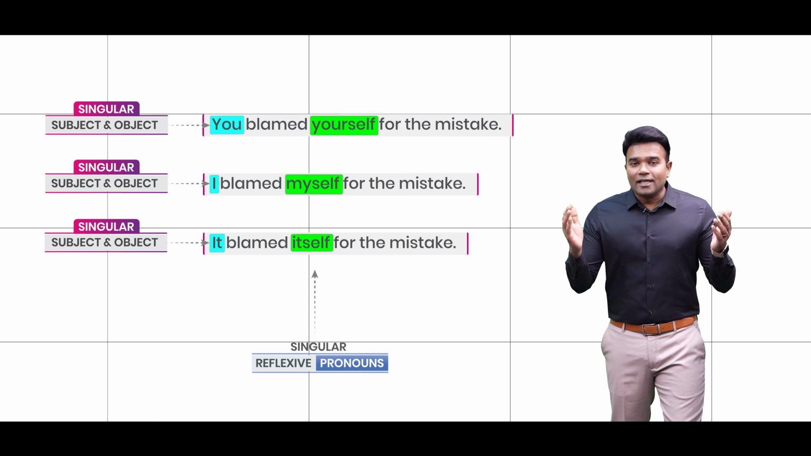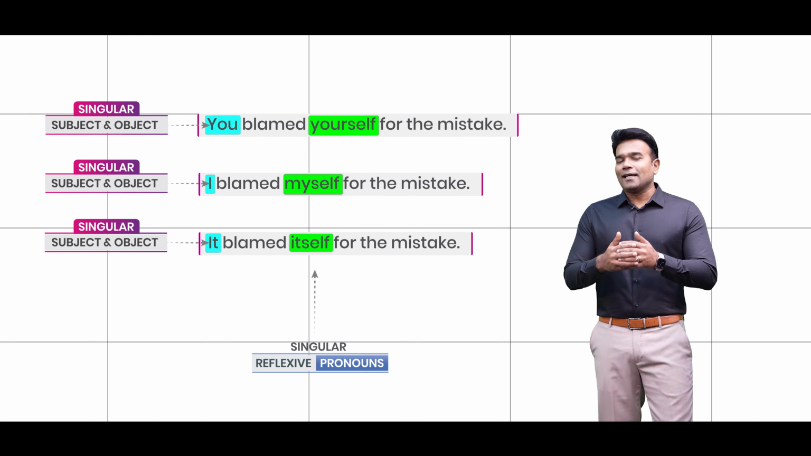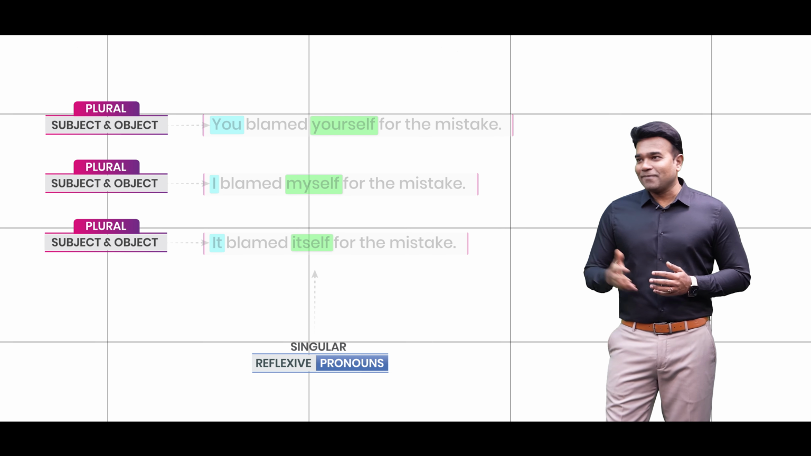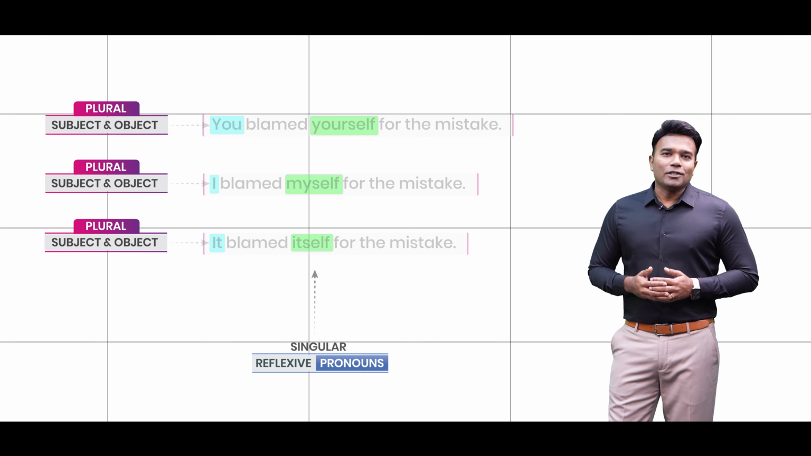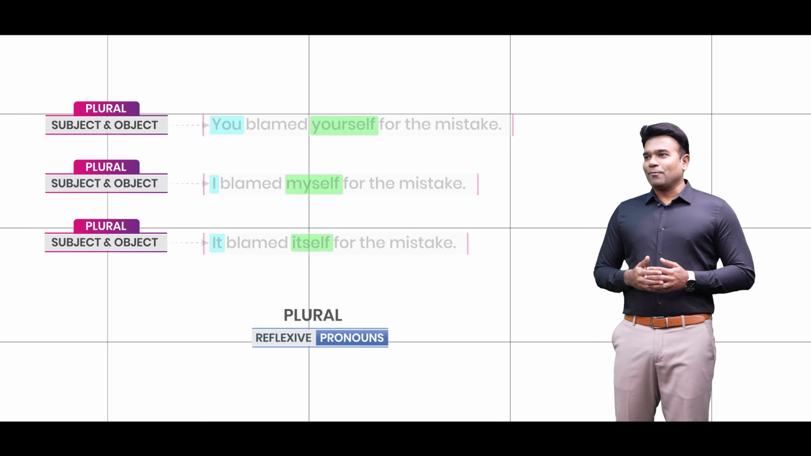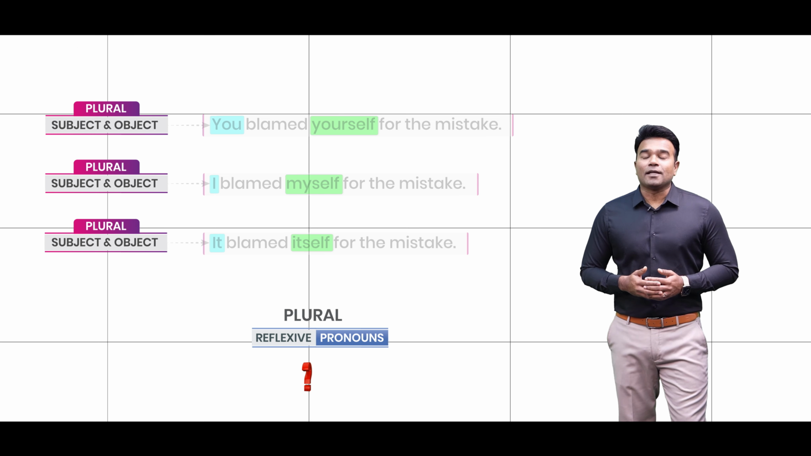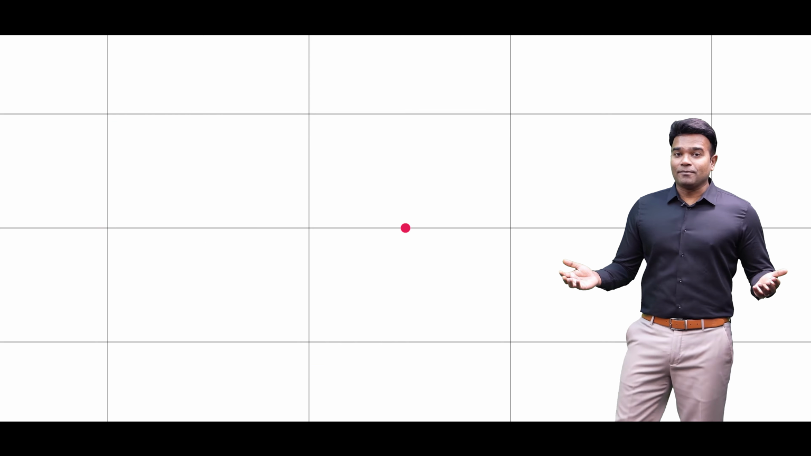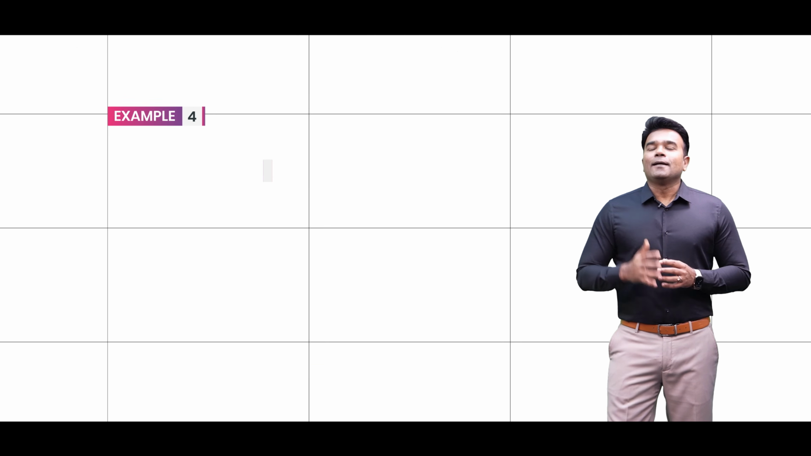But if the subject and the object of the sentence happen to be plural, then the reflexive pronoun used in the sentence shall also be plural. Well, what I really mean, let me explain it to you through a few examples. Have a look at this sentence. We blamed ourselves for the mistake.